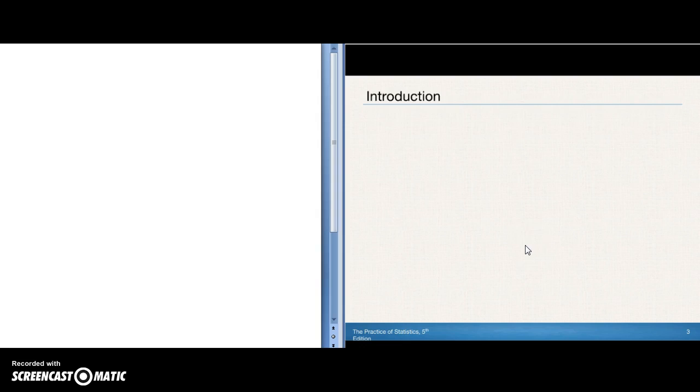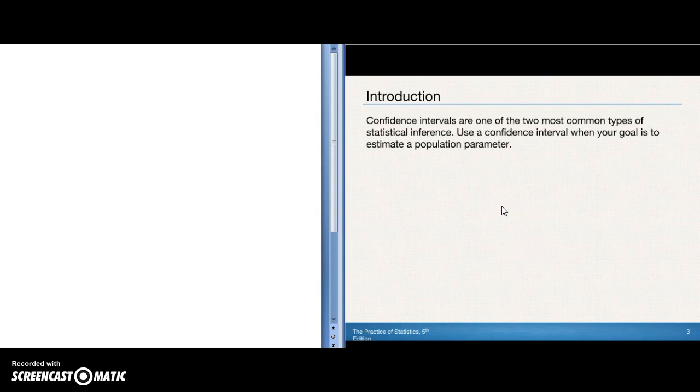So the first thing that we have to do is just explain where we're going. In Chapter 8, we did confidence intervals. Those were one of the two most common types of statistical inference. Again, inference just means drawing conclusions. We used confidence intervals when your goal was to estimate. Remember, it's when they ask you what is the population mean or what is the population proportion.